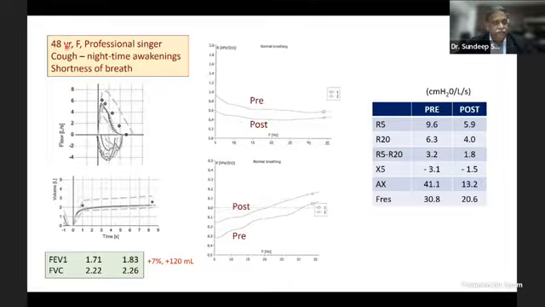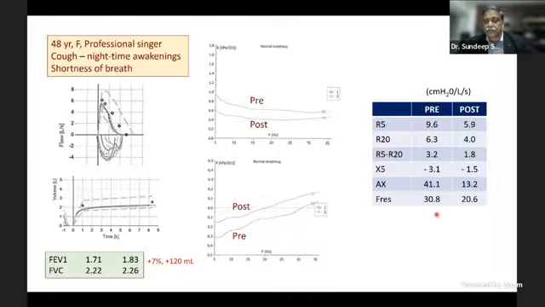This is an adult individual, a 48-year-old female professional singer, with cough and nighttime awakenings. Spirometry, pre-bronchodilator, post-bronchodilator. This is the flow volume loop and volume time graph. You can see that the bronchodilator responsiveness is not much, only 7% and 120 ml. The cutoff value is 12% and 200 ml. But look at the changes that we got on oscillometry, pre-bronchodilator and post-bronchodilator, for resistance and for reactance.